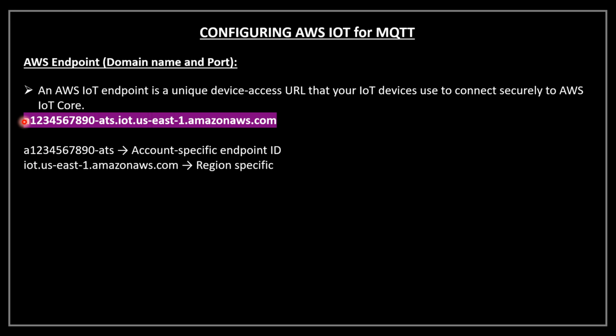What this endpoint means is that the part till ATS is your account-specific endpoint. So for each account, this part will be different. And from IoT till the end, it is region specific. Region means which location you are in. So if you open 5 accounts from the same location, this part will be the same. Let us see this in the AWS console, where to find this AWS endpoint.